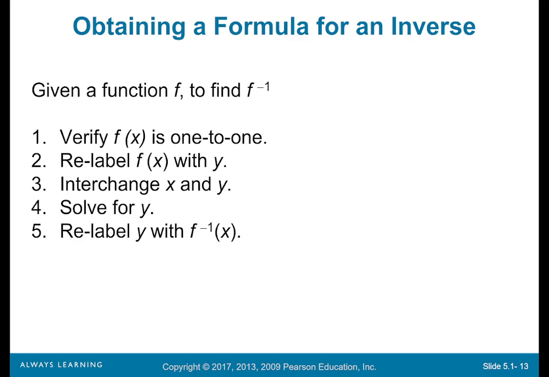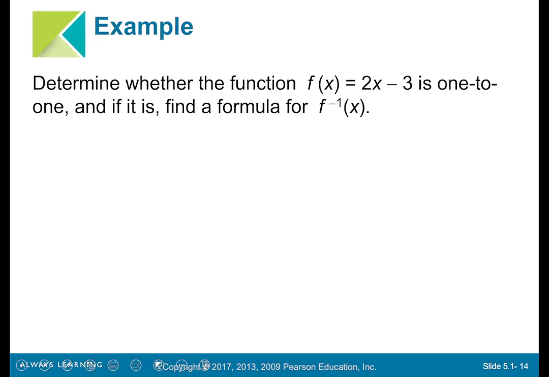So let's walk through these steps in our next example. Determine whether the function f of x equals 2x minus 3 is one-to-one. If it is, find a formula for f inverse. In order to find out if it's one-to-one, we want to see if it passes the horizontal line test.